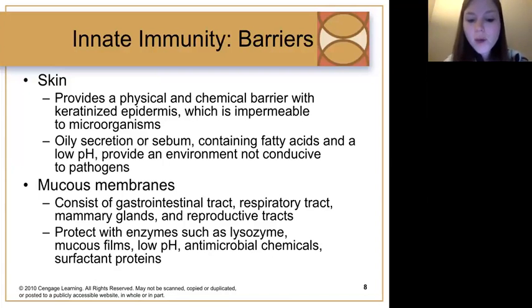Mucus films, low pH. Low pH is important because a lot of pathogenic bacteria don't like a low pH, and they can't survive in it. So that can actually be really important. Antimicrobial chemicals, obviously the antimicrobials kill microbes or bad pathogens, and surfactant protein.